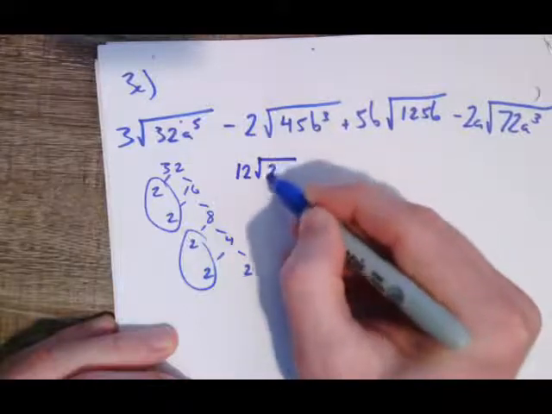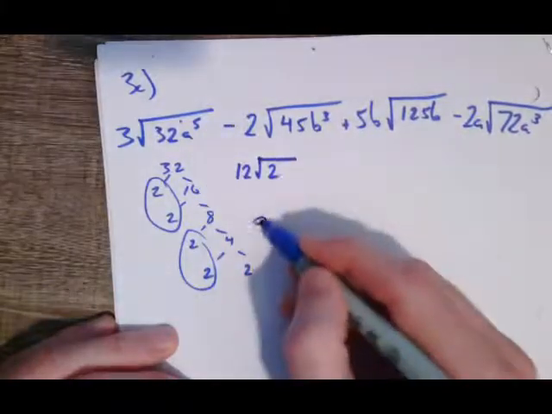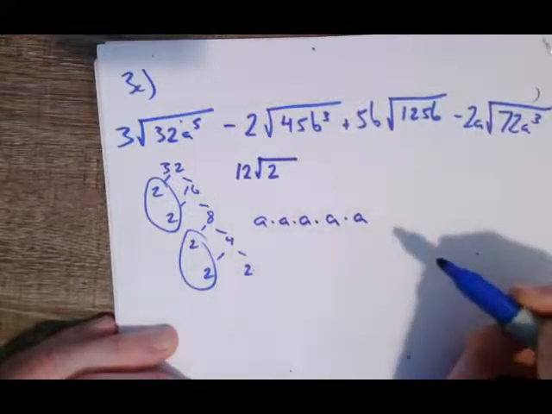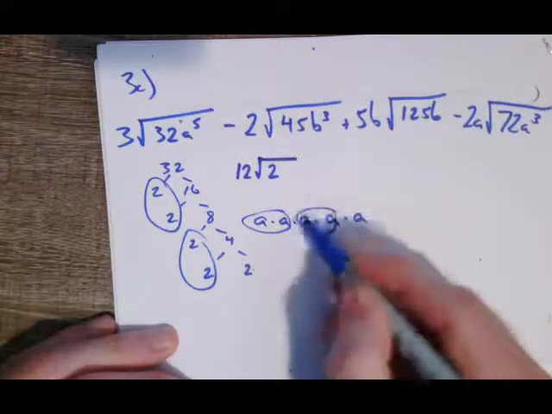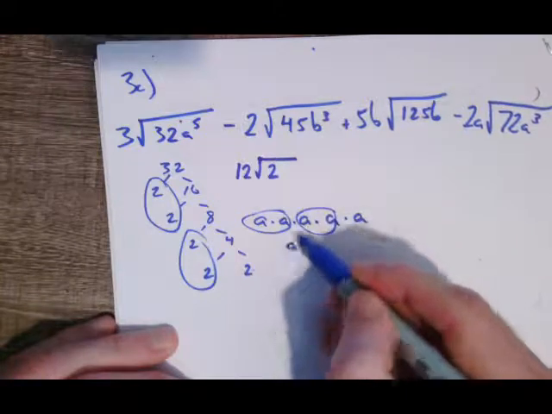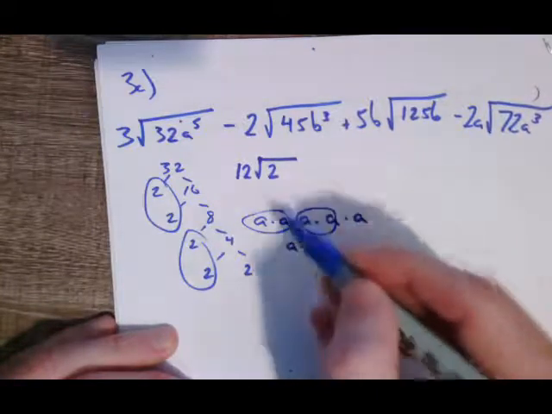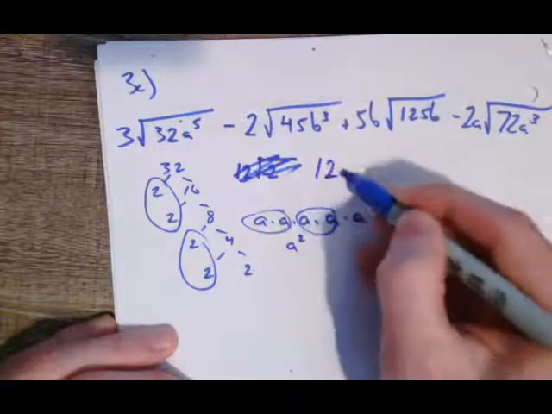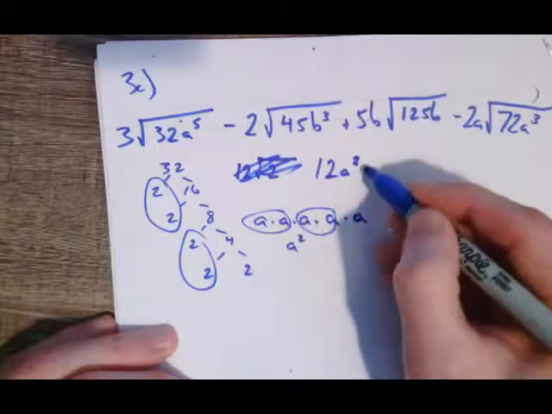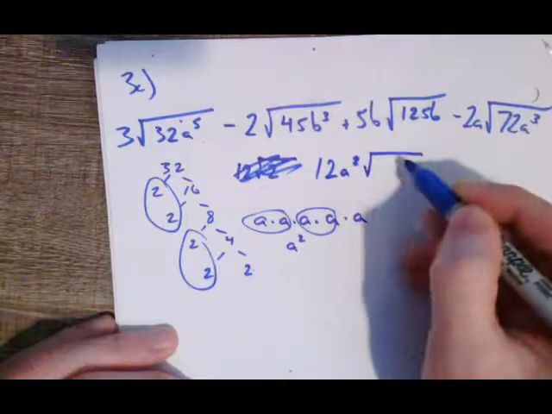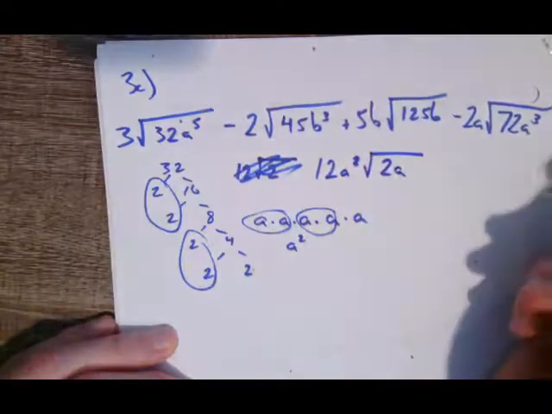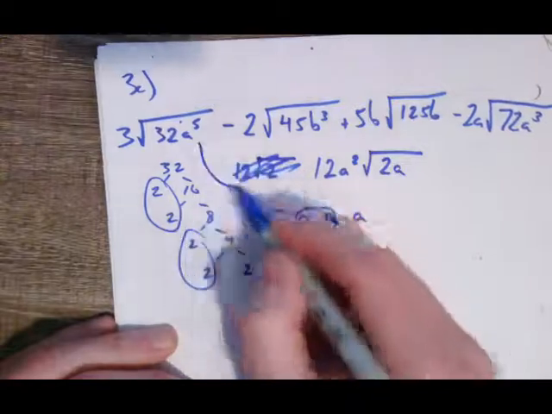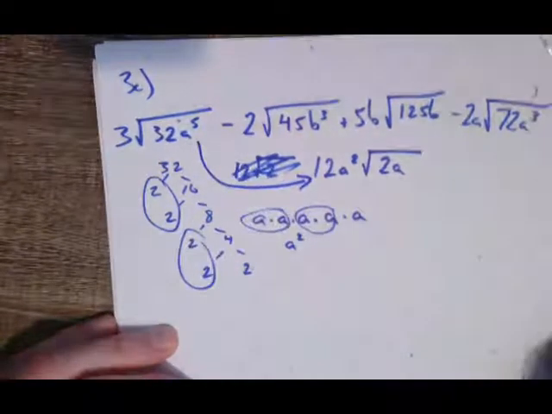Root 2 is staying in, but what about those a's? A times A times A times A times A times A. Take out the pairs, so you've got 1a, so that's a squared. I didn't leave room on the outside. 12a squared root 2a. Okay, 1a is left inside, 2 is left inside. So this equals this. This is what I was talking about doing on a separate piece of paper.